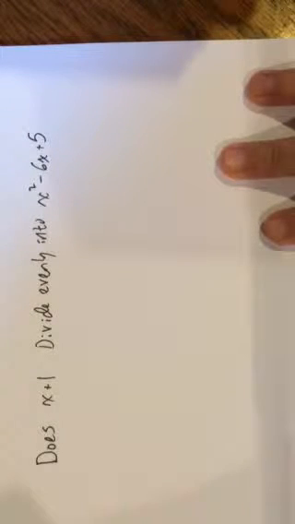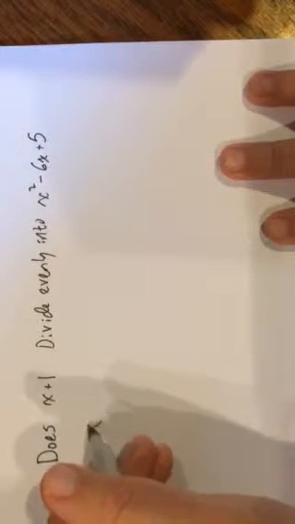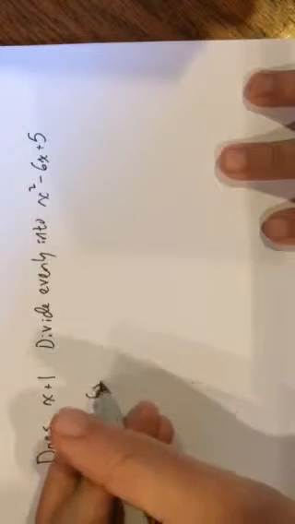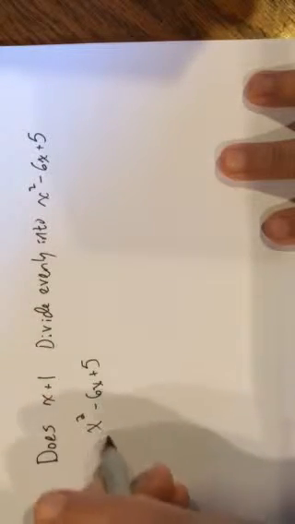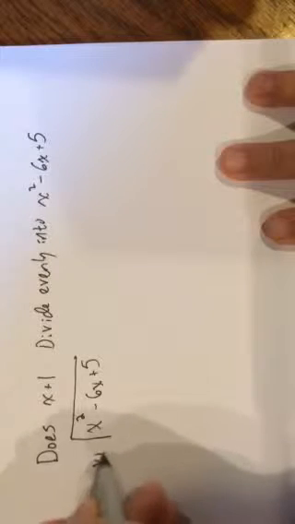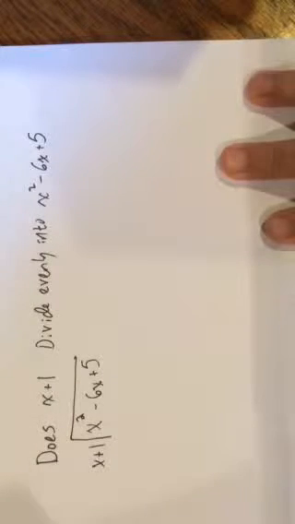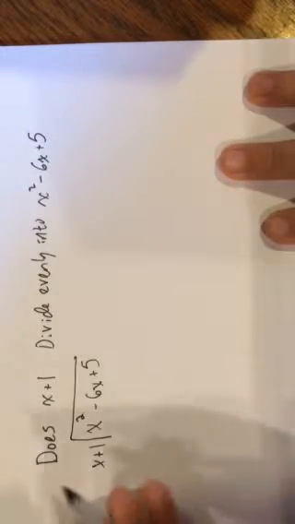Say we want to know if x plus 1 divides evenly into x squared minus 6x plus 5. I can do this two ways. I can go ahead and divide this if I want. I can say x squared minus 6x plus 5 divided by x plus 1 and go ahead and divide it out. Let's do that for practice.